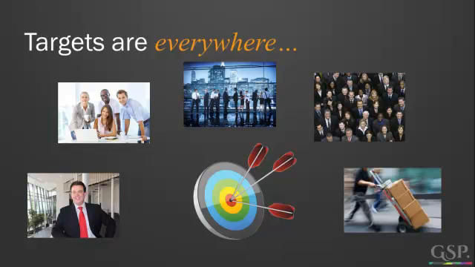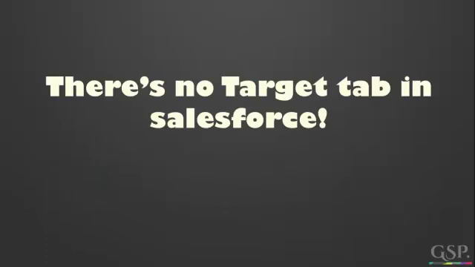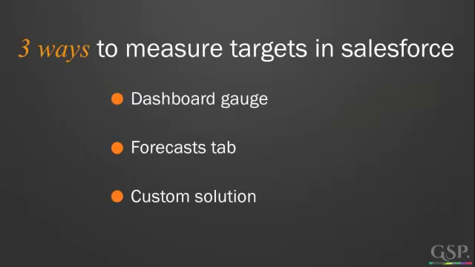And indeed, many companies that have lots of different product categories or product families will want to measure revenue against those individual product families. But there is a problem. There is no target tab in Salesforce.com. So how do you measure sales performance against targets in Salesforce? We're going to show you how to do it. In fact, we're going to show you 3 different ways to measure sales against targets in Salesforce.